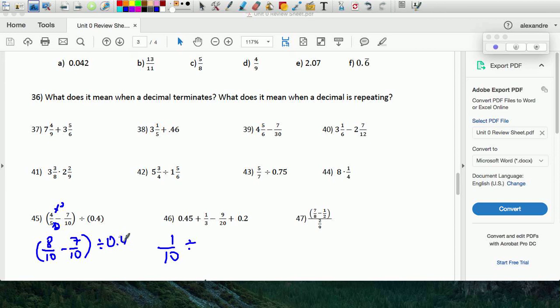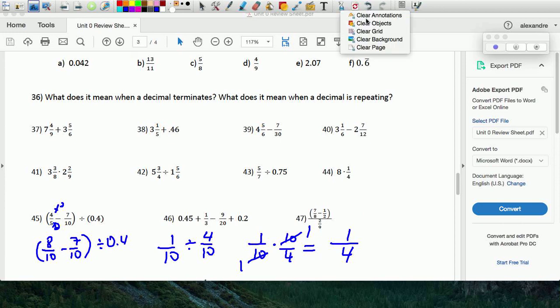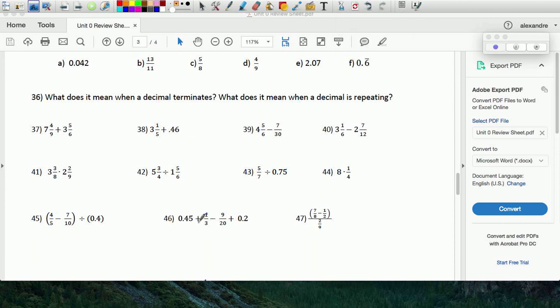But I'm going to change the 0.4 to a fraction. And 4 is in the tenths place, so it's just 4 over 10. Change that to multiplication: 1/10 times the reciprocal, 10 over 4. This one is nice. 10 divided by 10 is 1. 10 divided by 10 is 1. Now I can multiply and I get 1 over 4. 46.